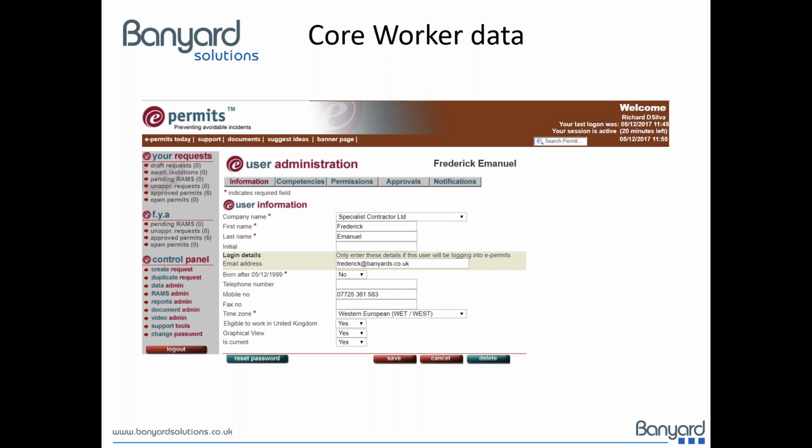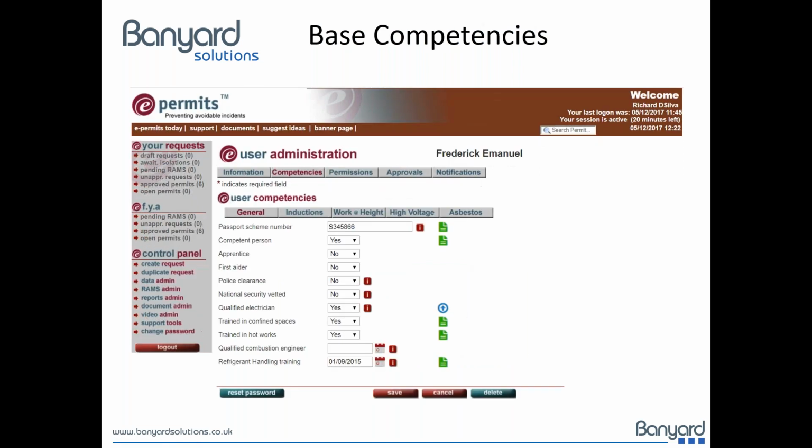In terms of the training and competencies, we have a number of competency areas: passport schemes, apprentice, first aider, national security, qualified electrician, and so forth. These boxes are then tagged by the contractor, and documents can be uploaded to support that information. Anywhere where there isn't an uploaded document, a blue circle and an arrow appears showing that information needs to be uploaded.